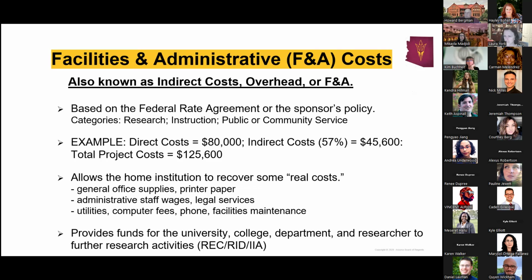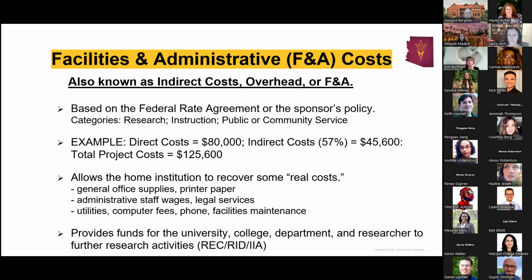Next, I'm going to move into facilities and administrative costs, also known in short as F&A, but also known as indirect costs or overhead. I will admit some researchers don't quite understand this and don't exactly know why it needs to be included. It's extremely important to the university, to yourself, to your department.